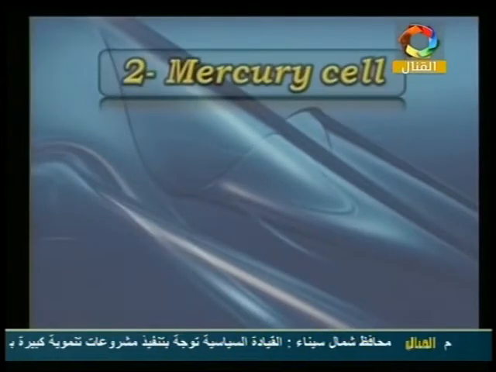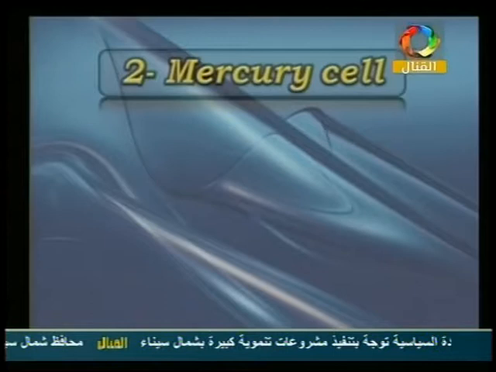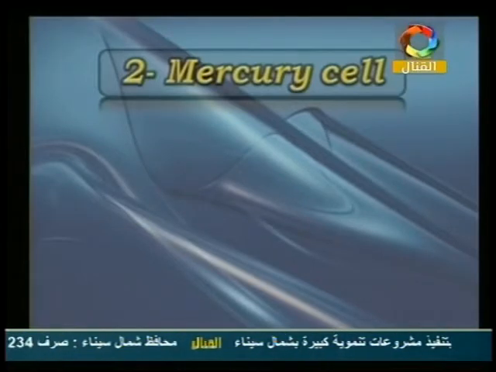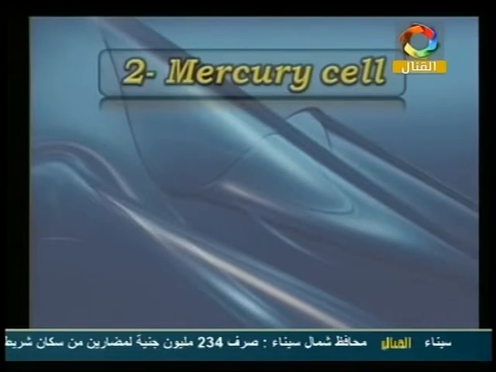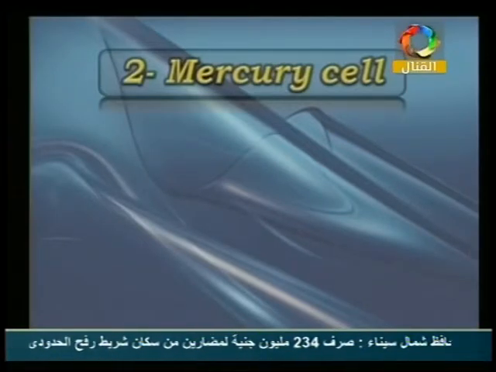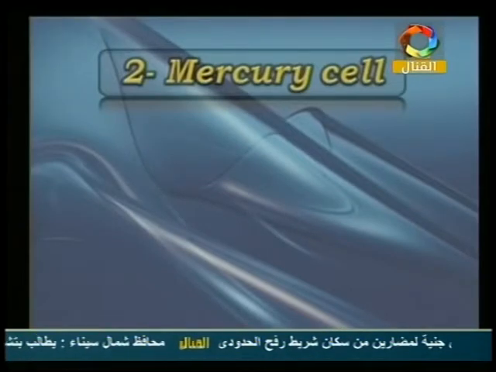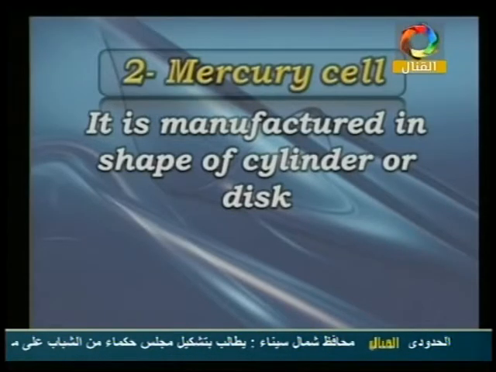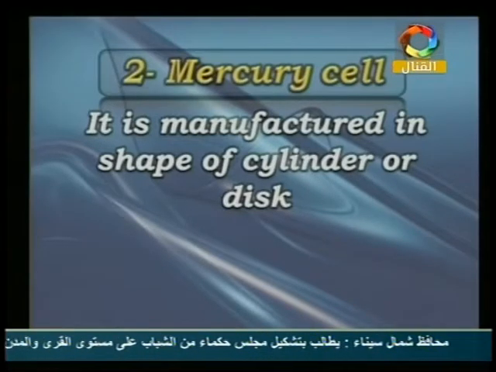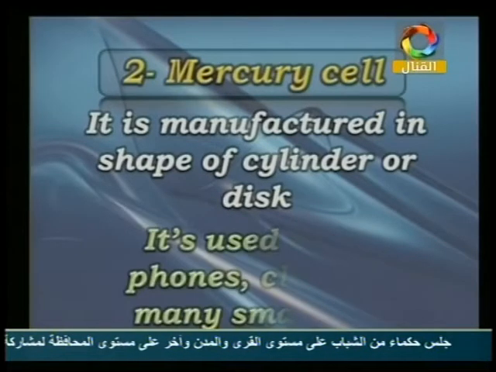We have the mercury cell, the second one of the primary cells. Mercury cell means it is one of the primary cells. It is the same idea of a chemical reaction that produces electric energy. It is manufactured in the shape of a cylinder or disc.